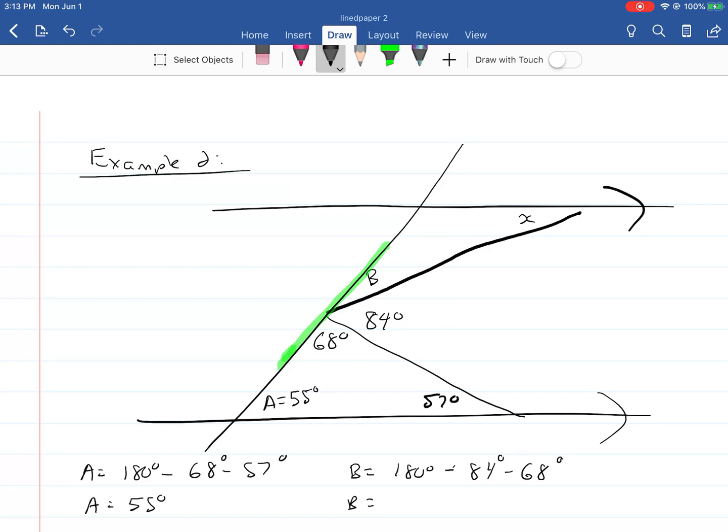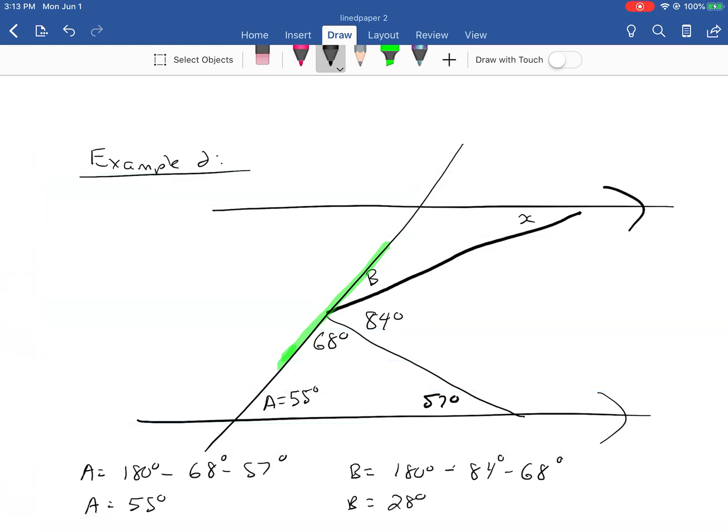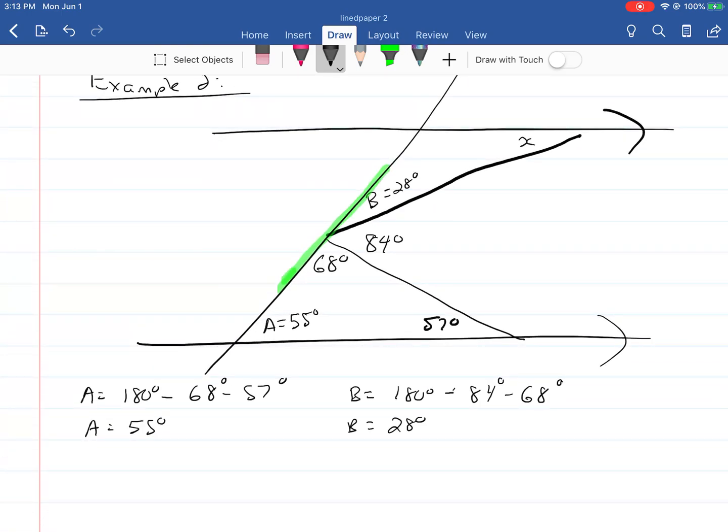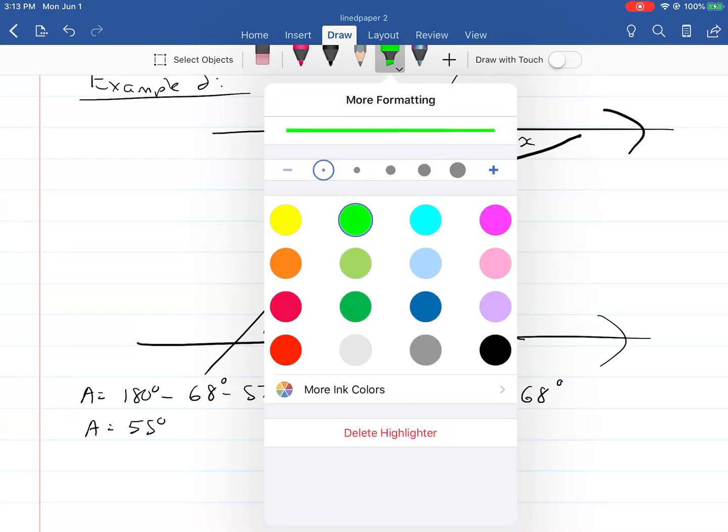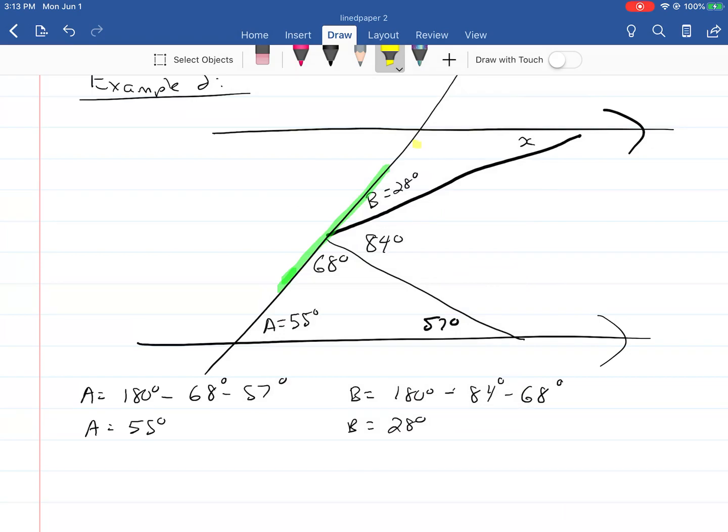So 180, subtract the 84, whoops, careful, subtract the 68, and I get 28 degrees in there. And like I said, every time I solve for an angle, I'm going to put it on there. Well, then you sort of hit a standstill. You're like, well, that's fine, but I still can't get towards x.